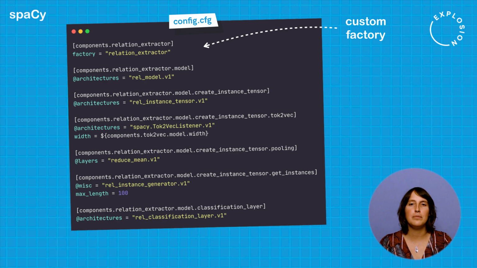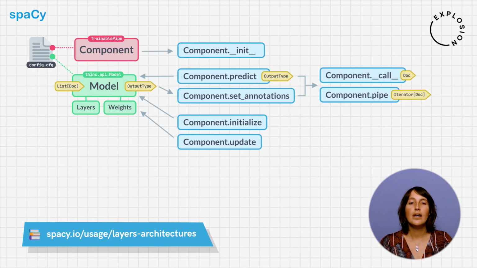We will use the custom model we implemented in the first part to power the machine learning capabilities of our new component. To implement a custom trainable component, you typically create a subclass of TrainablePipe. This component will hold a machine learning model that is defined in the configuration file. This schematic overview depicts the main functions we need to implement to obtain a fully functional component. Let's have a quick look at them before we dive into the details of the code.